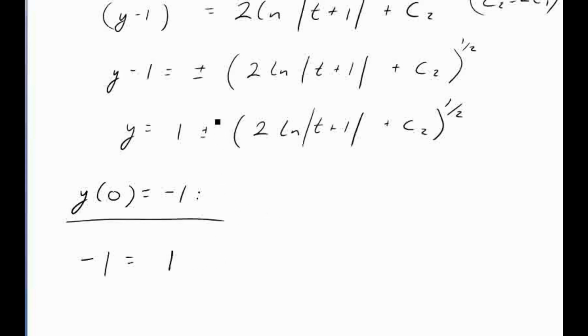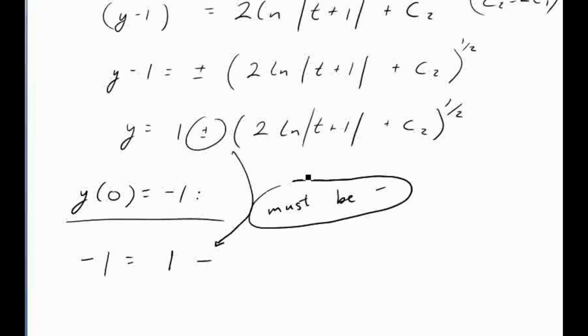So here it must be negative. Otherwise, this isn't going to work. You can't take a square root of a real number and get a negative result, and so we're not going to be producing the 1 plus anything over here to make -1.